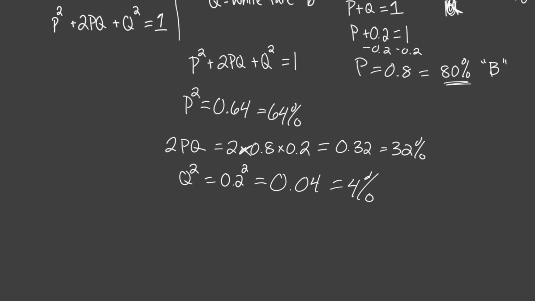And as a double check, we want to make sure that these percentages all add up to 100%, which equals 1. So 64 plus 32 is 96, plus 4 equals 100. So we now know all the information. And I'll summarize it nice and neatly for you one more time.